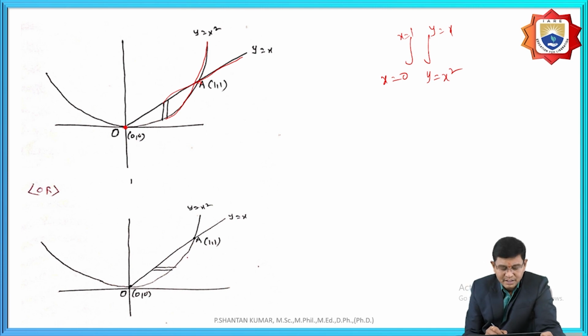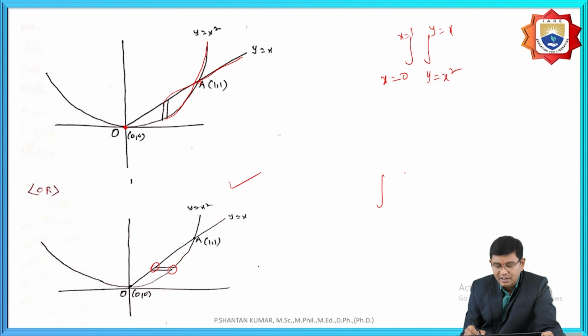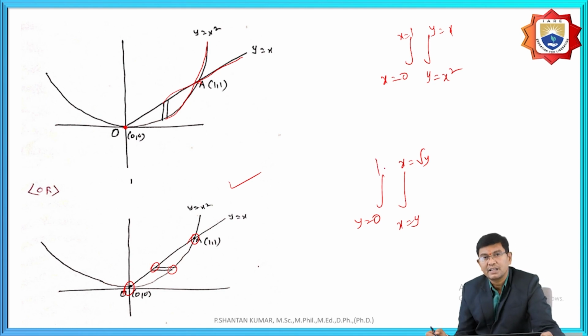For example, the diagram below is the same, but if it is considered parallel to the x-axis, that is a horizontal strip, the inner part is y is equal to x and the outer part is y is equal to x square, that means x is equal to root y. Therefore, the limits are x is equal to y to x is equal to root y, and y is from the lower limit 0 to the upper limit 1. By taking this, we need to find the solution.